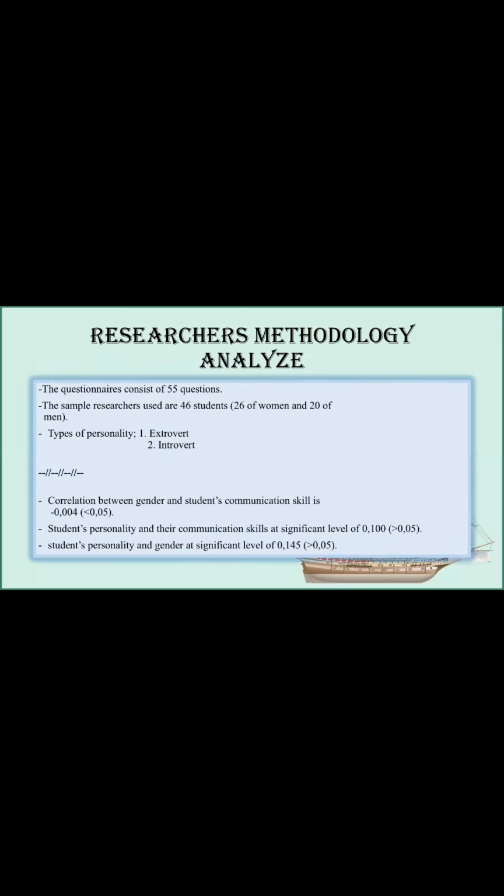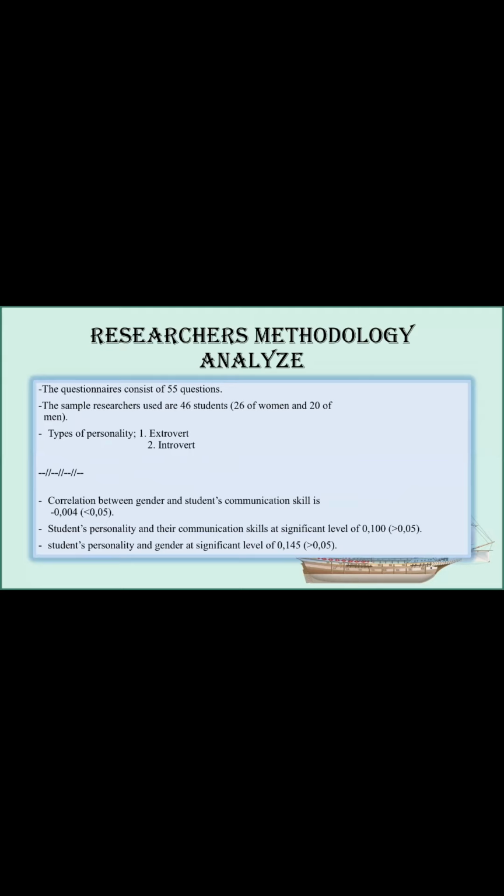All right, guys, let's go to the body. Researchers' methodology analyze. The questionnaires are taken to analyze the level of students' communication and their personality. The questionnaires consist of 55 questions which are relevant with women's communications and personality. The sample researchers use are 46 students. 26 of them are women and 20 of them are men.